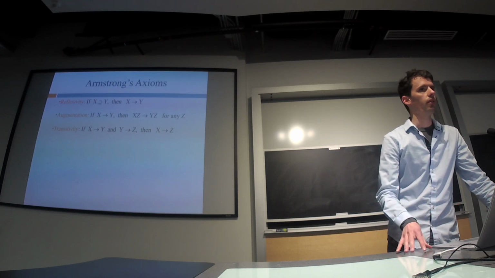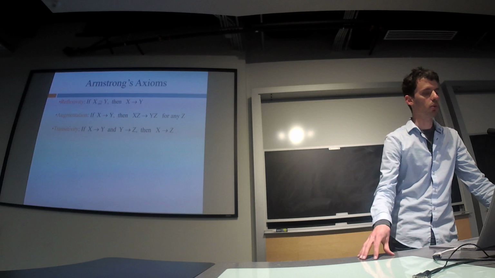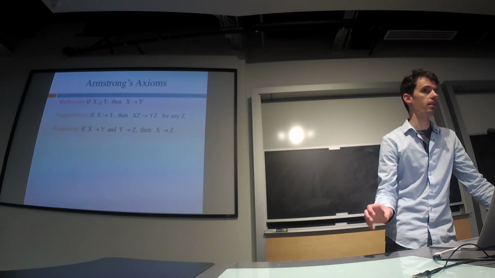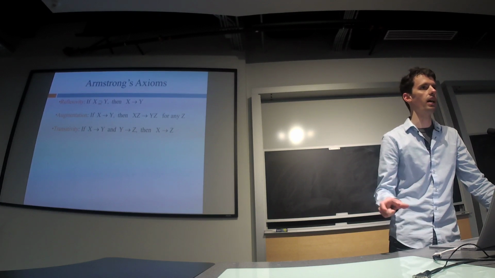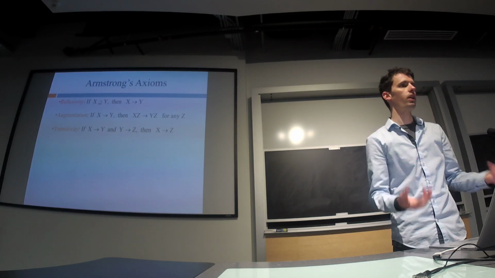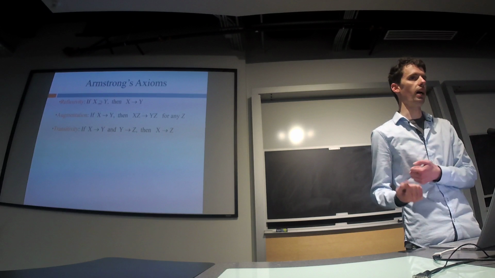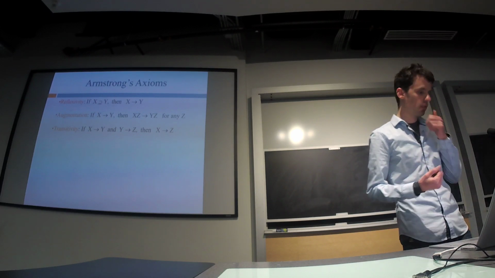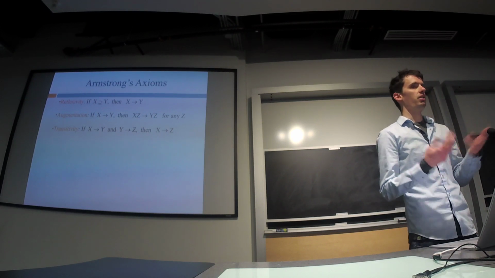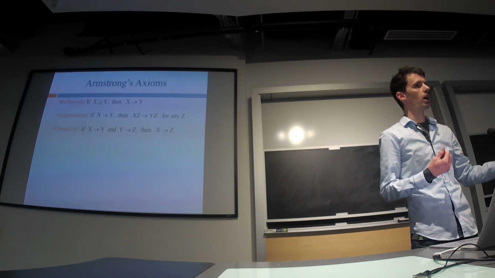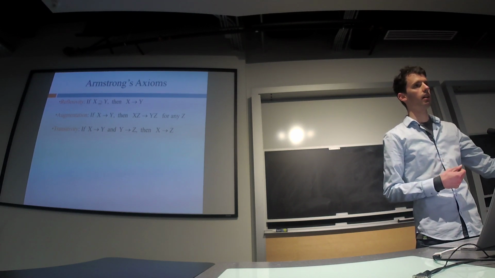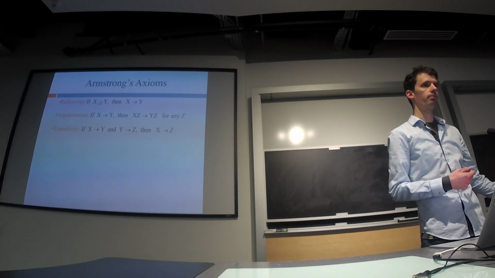Augmentation. If there is a functional dependency X to Y, then I can pick some Z and augment both X and Y with that Z. And we get a new functional dependency, XZ to YZ. And transitivity means what it's always meant. If X determines Y and Y determines Z, then X determines Z.